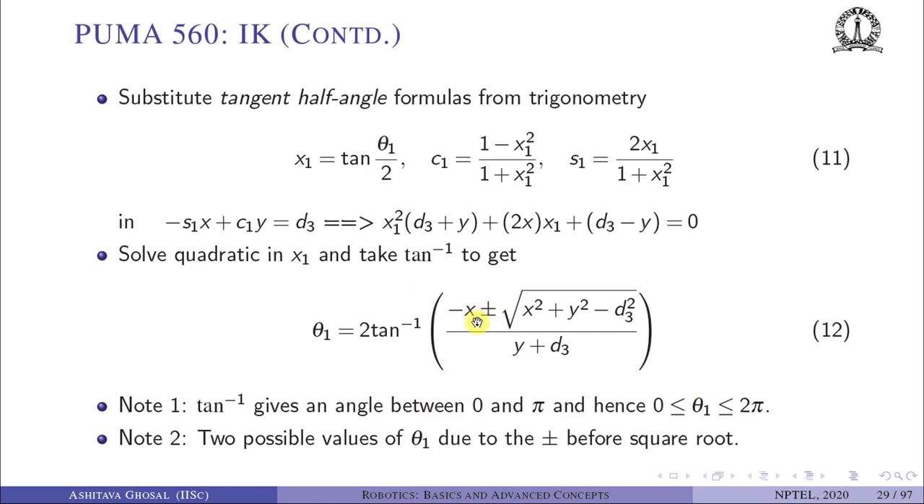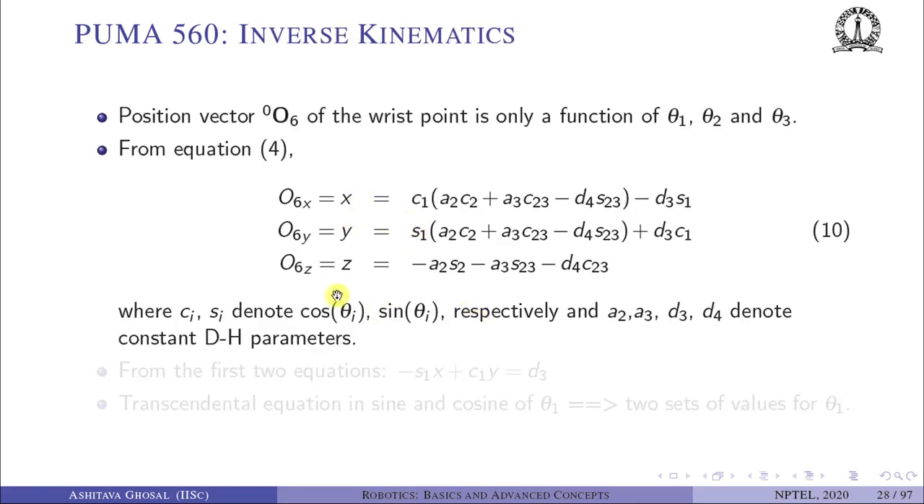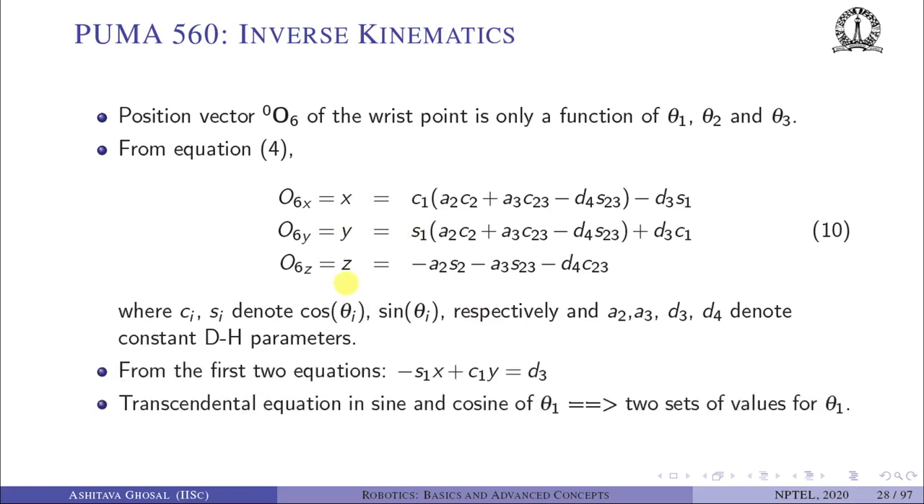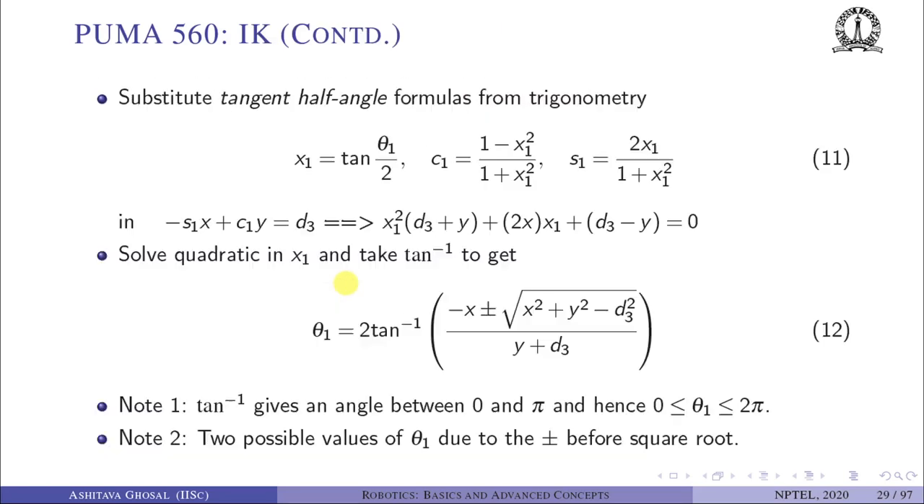No. Given x, y, and z in this form of equation of the wrist point, I am getting two values of theta 1. So this is not unique. Very similar to the previous case of the planar 3R case, where we could get two possible values of an angle which satisfies a given position and orientation. In this case, two possible values of theta 1 for a given wrist point.